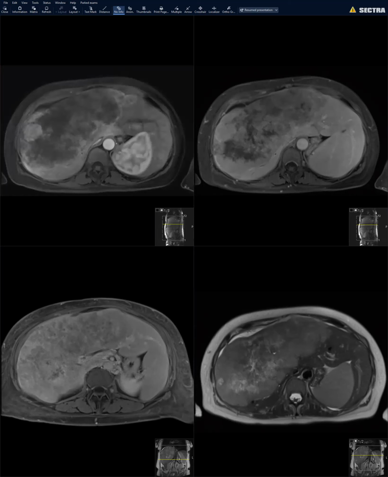Can you see my screen? Yes. Okay, perfect.